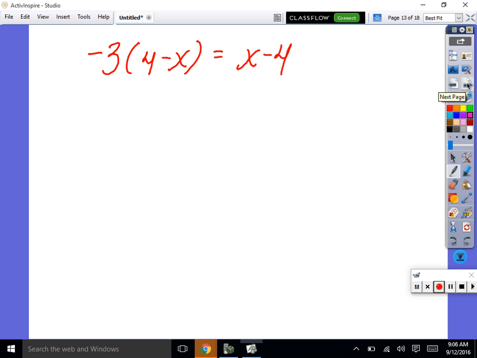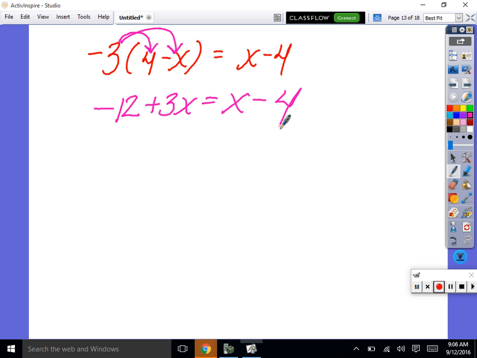Okay, if I said solve for x. Solve for x. Okay, let's distribute here. So this would be negative 12. Negative 3 times negative x. What is that? Positive 3x is equal to x minus 4.